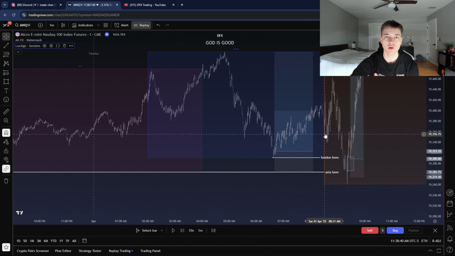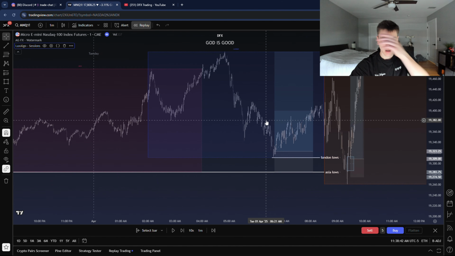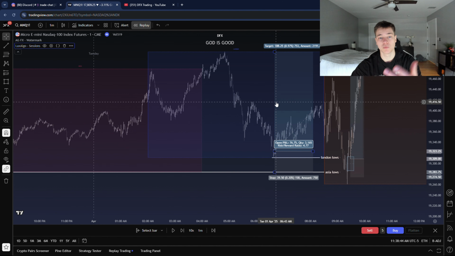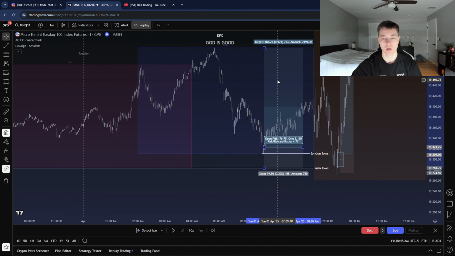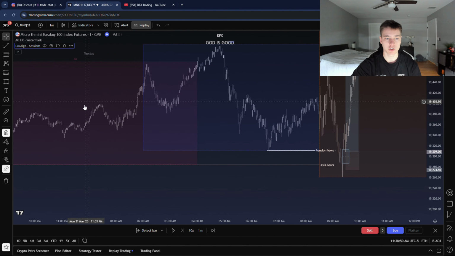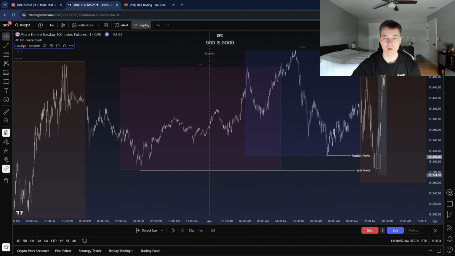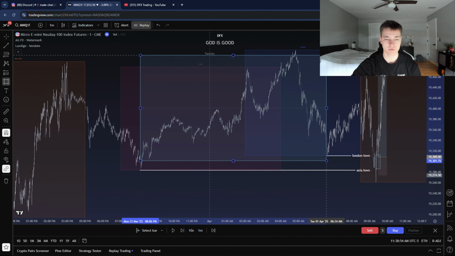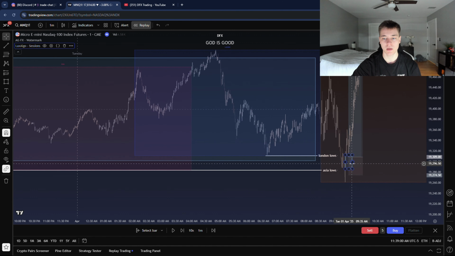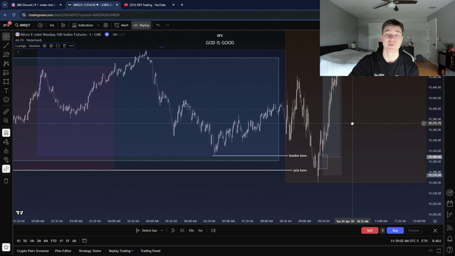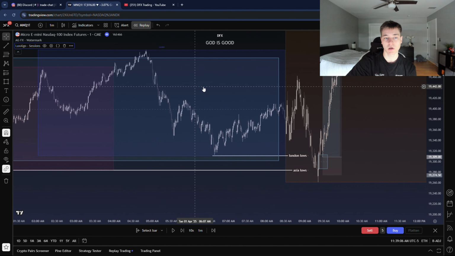If you've ever heard of the power of three, it's basically accumulation, manipulation, distribution. I've talked about it on my YouTube a lot, and in my Discord as well. Accumulation is basically chop. You can see that we are pretty much within a range from here to here. We're not making any breakouts or anything, but what we do see is the manipulation. The manipulation is where the New York banks stop all these other bankers out.